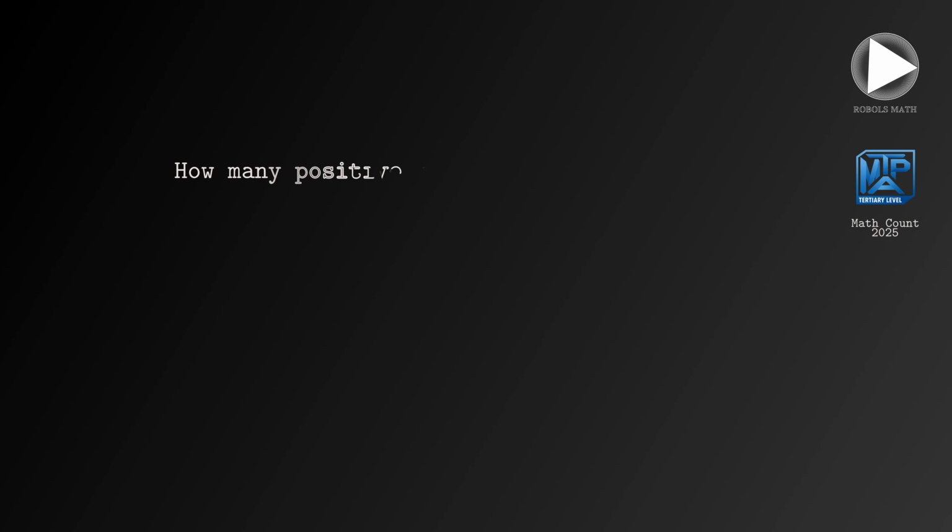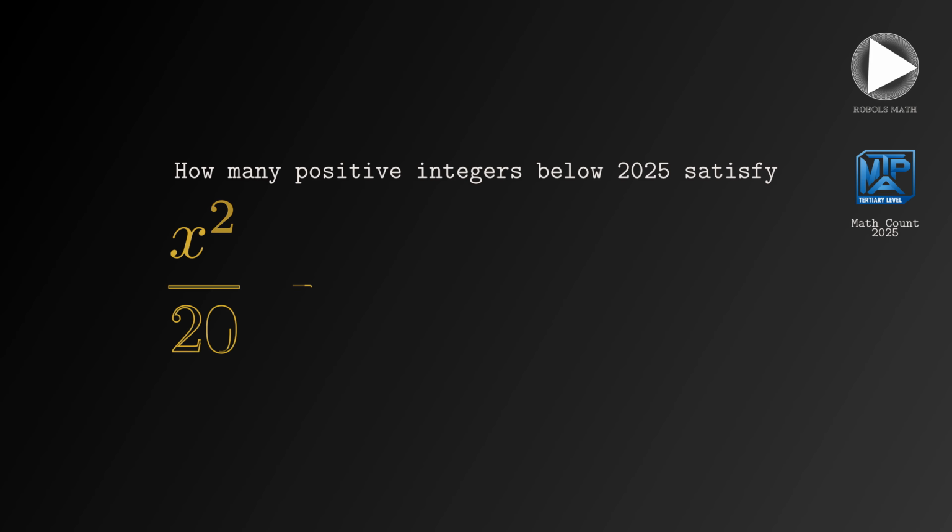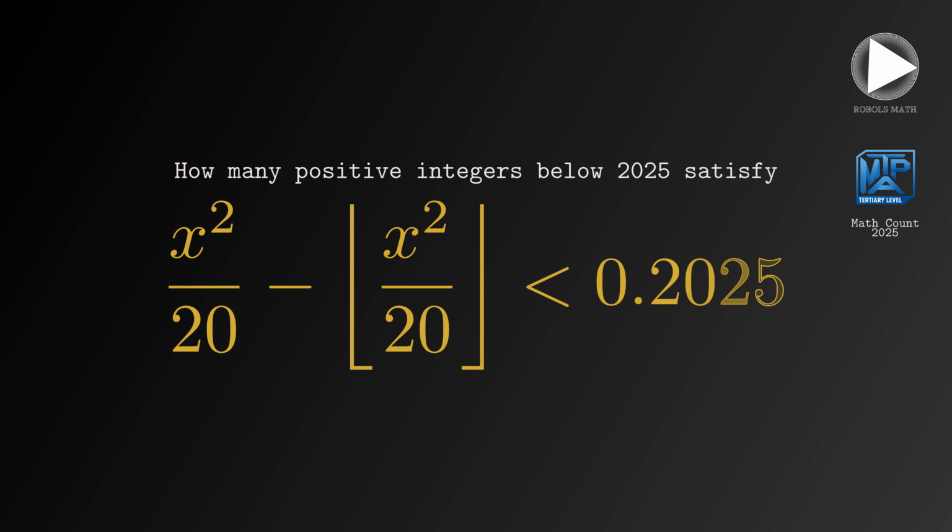How many positive integers below 2025 satisfy the inequality x squared over 20 minus floor of x squared over 20 is less than 0.2025?